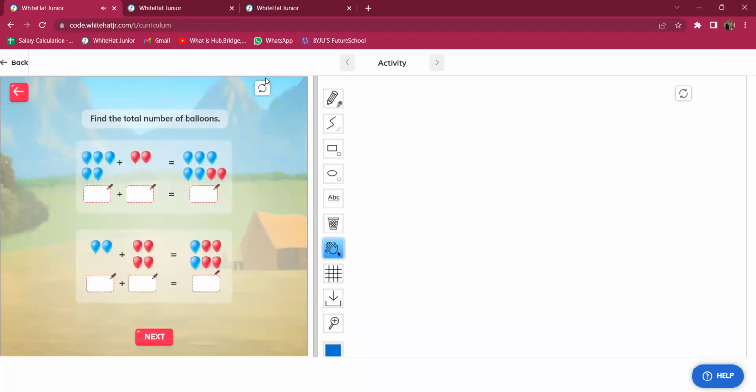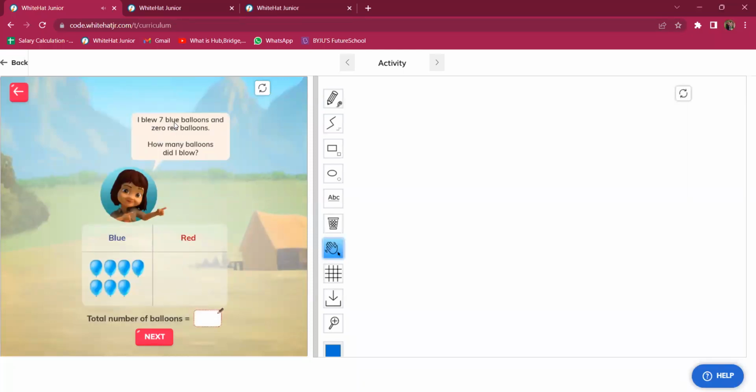Find the total number of balloons. Okay, so here let's start. So here we have 1, 2, 3, 4, 5. So here we'll write 5. 1, 2. So here we have 2. So we have to find 5 and 2 will give us 7. So this should be 1, 2, 3, 4, 5, 6, 7. Okay. Now here we have 2 balloons. 1, 2. Here we have 1, 2, 3, 4. So 2 and 4 will give us 6. That is 1, 2, 3, 4, 5, 6. Okay, so this is how we will calculate. Let's move to the next question.